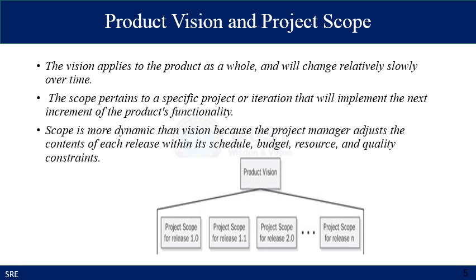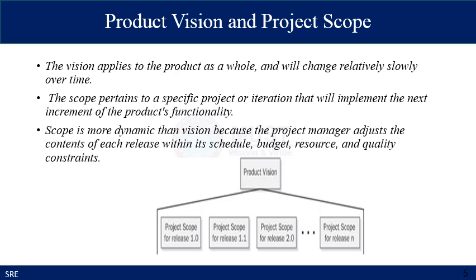Again, the vision applies to the product as a whole, and it will change relatively slowly over time with respect to the releases of each version. The scope pertains to the specific project or iteration that will implement the next increment of the product's functionality. Scope is more dynamic than the vision because the project manager adjusts the contents of each release with its schedule, budget, resources, and quality constraints.